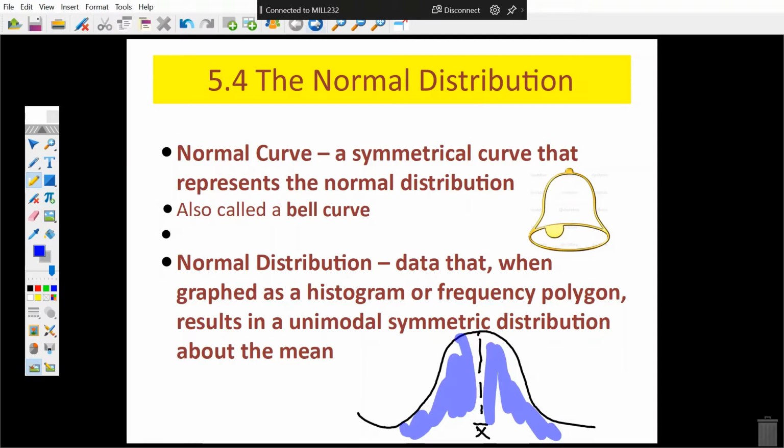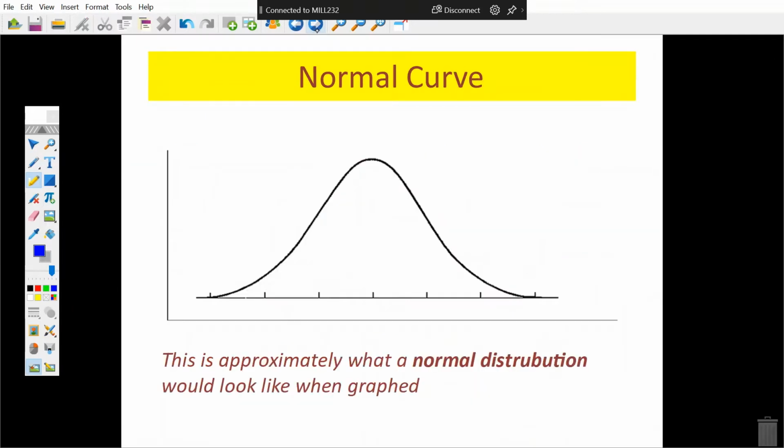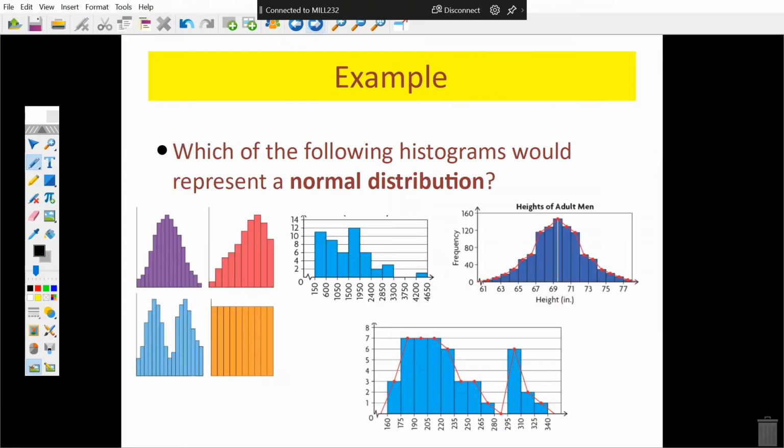Okay? So let's take a look at what it looks like. This is what a normal distribution looks like when graphed. Again, the average, the mean is going to be in the middle, and we're going to look at how you break it down on the next slide.